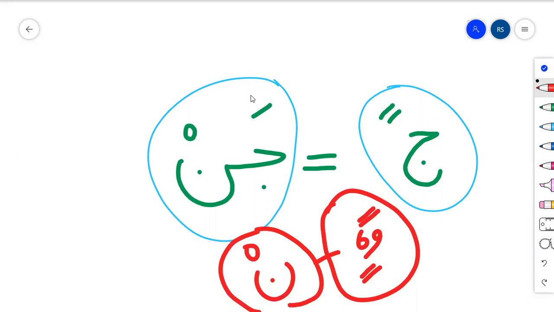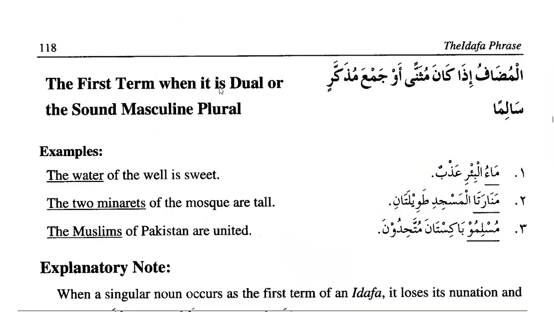So when we say that with mudaf, we can't use tanween, this means that with mudaf, you cannot use noon, okay? Anybody, any doubt?